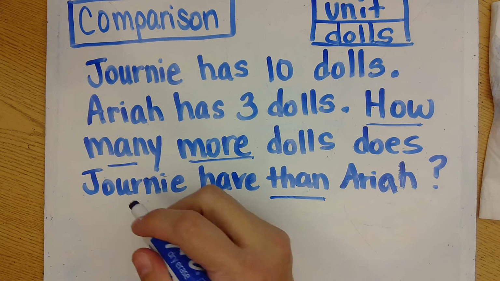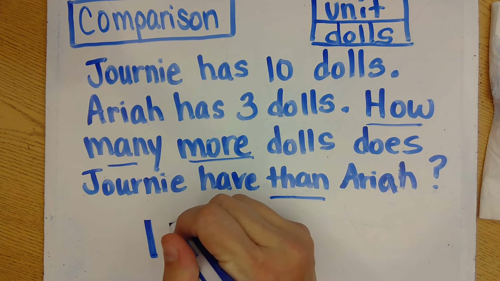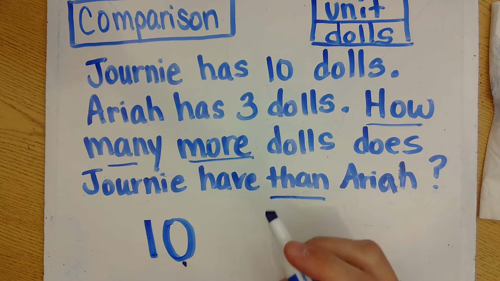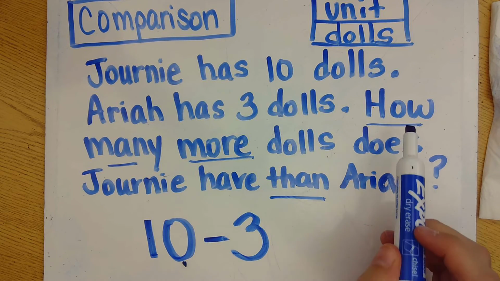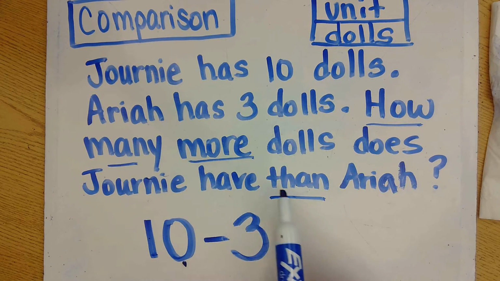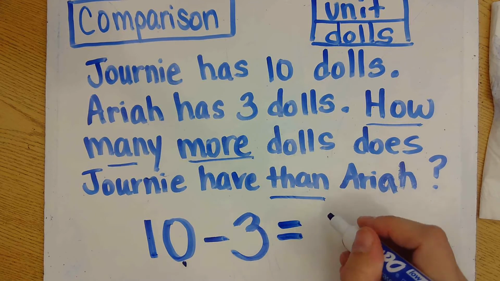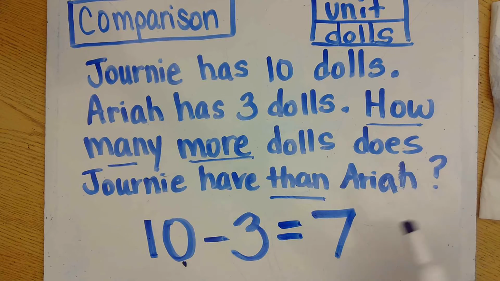So I'm going to make my number sentence down here. Journey has 10. Araya has 3. I know that it says how many more than, so I know that that's subtracting. And the answer is 7. So my question, how many more dolls does Journey have than Araya? She has 7 more dolls than Araya.